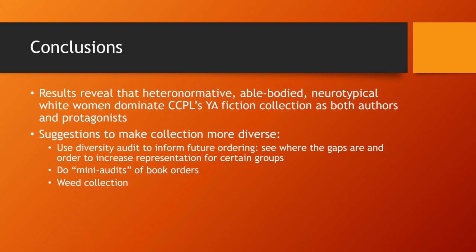I had some suggestions to make the collection more diverse. The audit can be used to inform future ordering. You can see where the gaps are in representation, and you can order accordingly to increase that representation for groups. You can also do mini audits of book orders. For example, if you have a cart that you're working on for a book order, you can do a quick audit of the representation in that order. And weave the collection.